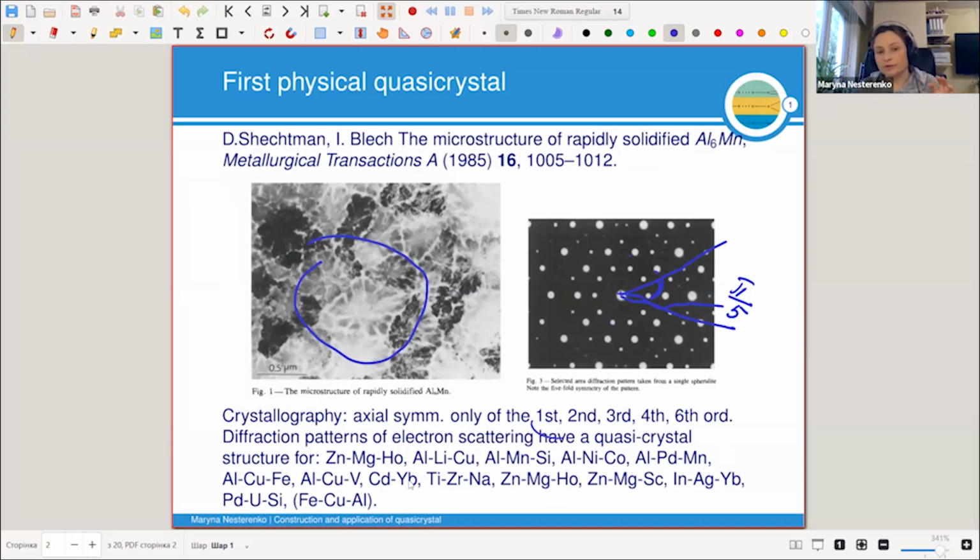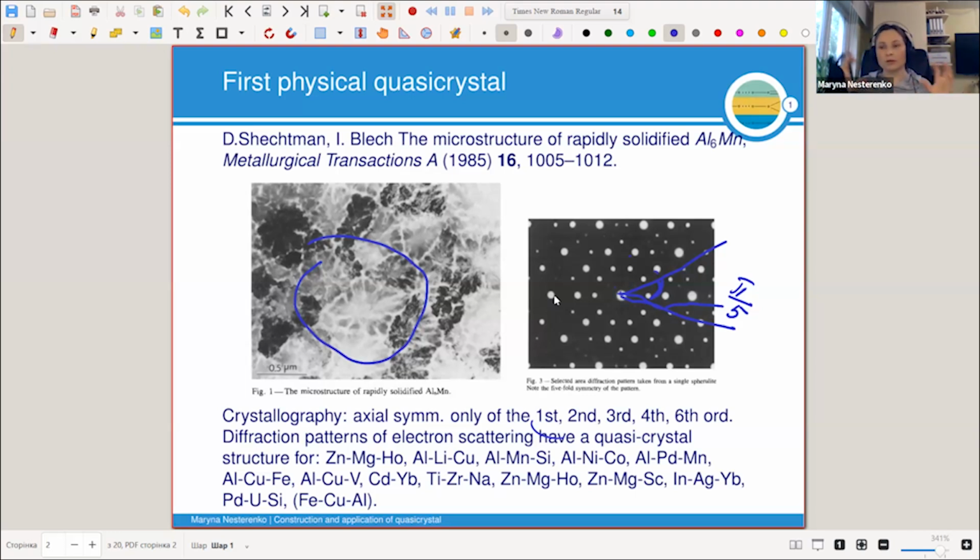After the discovery, a lot of materials were discovered that possess the same property. What does it mean? That we have some long-range order, but we don't have translational symmetry. So nowadays it is interesting to construct mathematical models for such objects. If we consider the three-dimensional case, there are two possibilities. The first one is that in one dimension we have translational symmetry, and in a plane we have quasicrystal structure. And another possibility is that in all three-dimensional space we have quasicrystal structure.